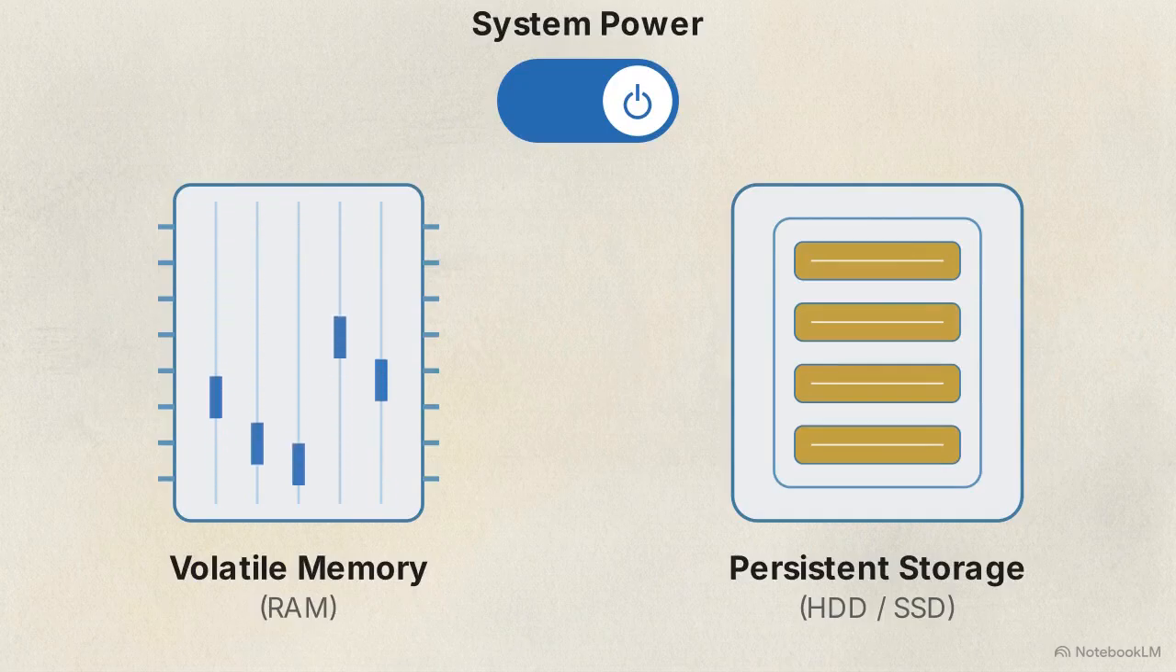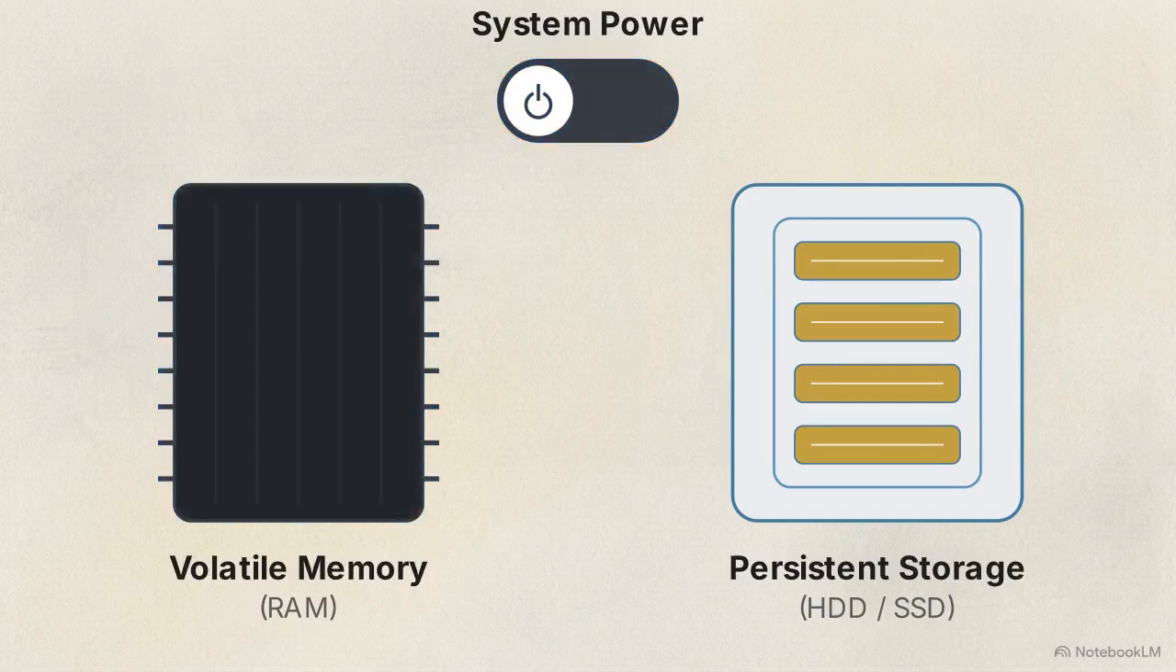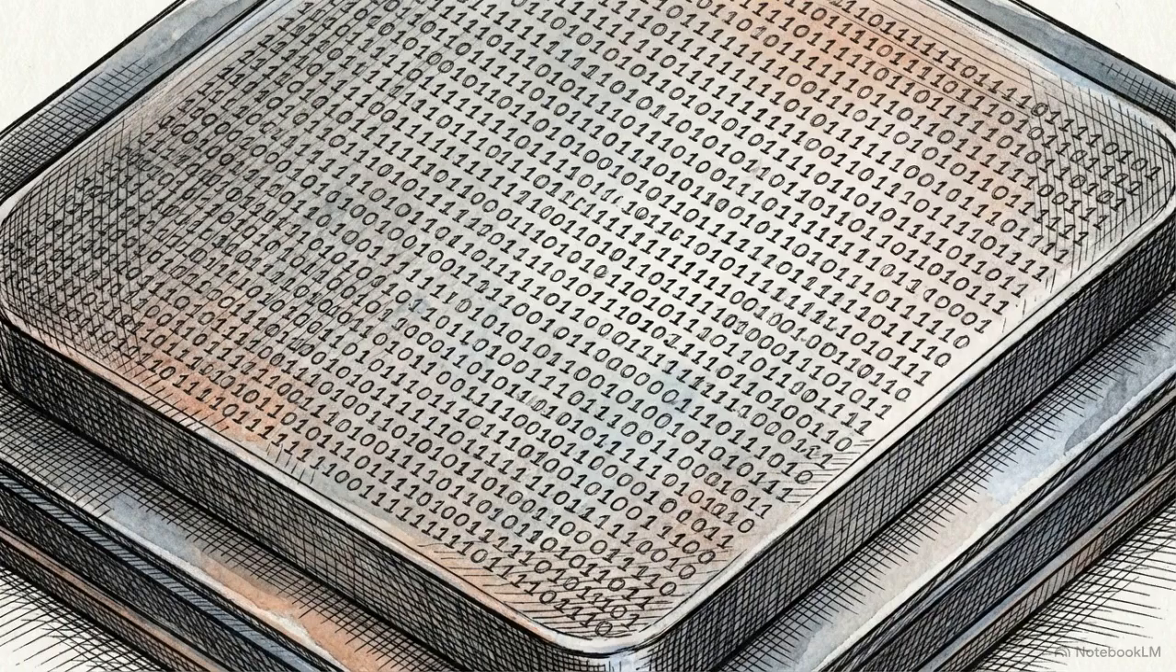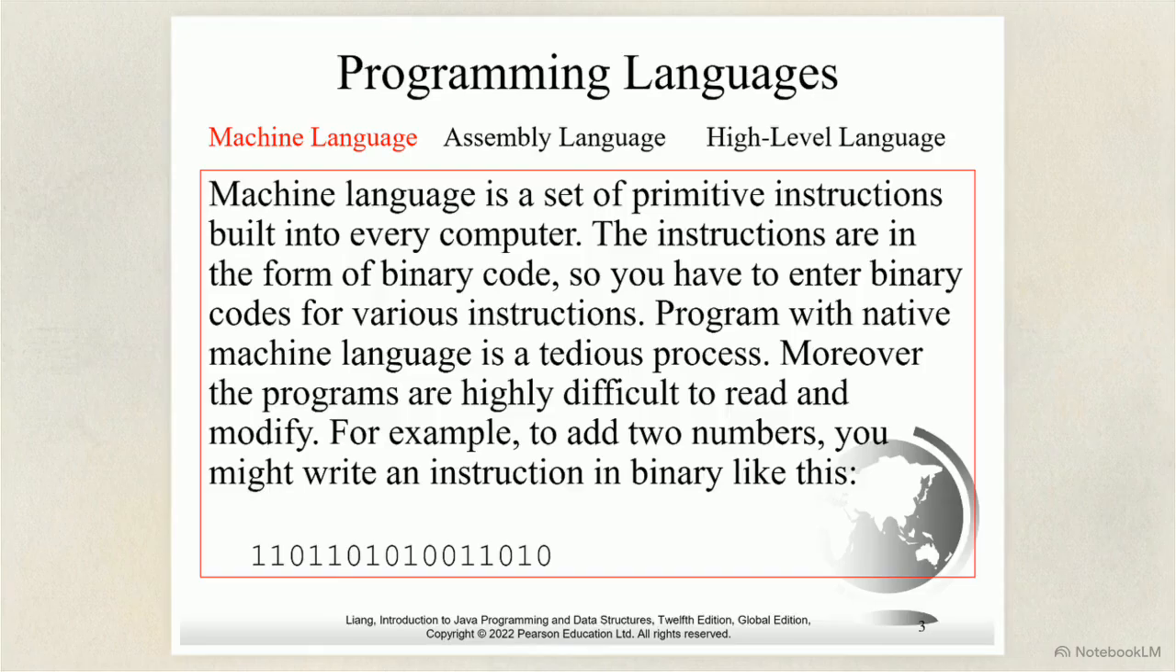Volatile memory provides high-speed access but clears when powered off, while persistent storage holds data long-term so it can be reloaded as needed. This physical arrangement remains inert until it receives a specific set of instructions to direct the electrical flow through the circuitry. The only language a CPU natively understands is machine language, the absolute lowest level of instruction. Machine language consists entirely of binary data. As shown by this 16-digit string, these ones and zeros map directly to physical switches inside the CPU.